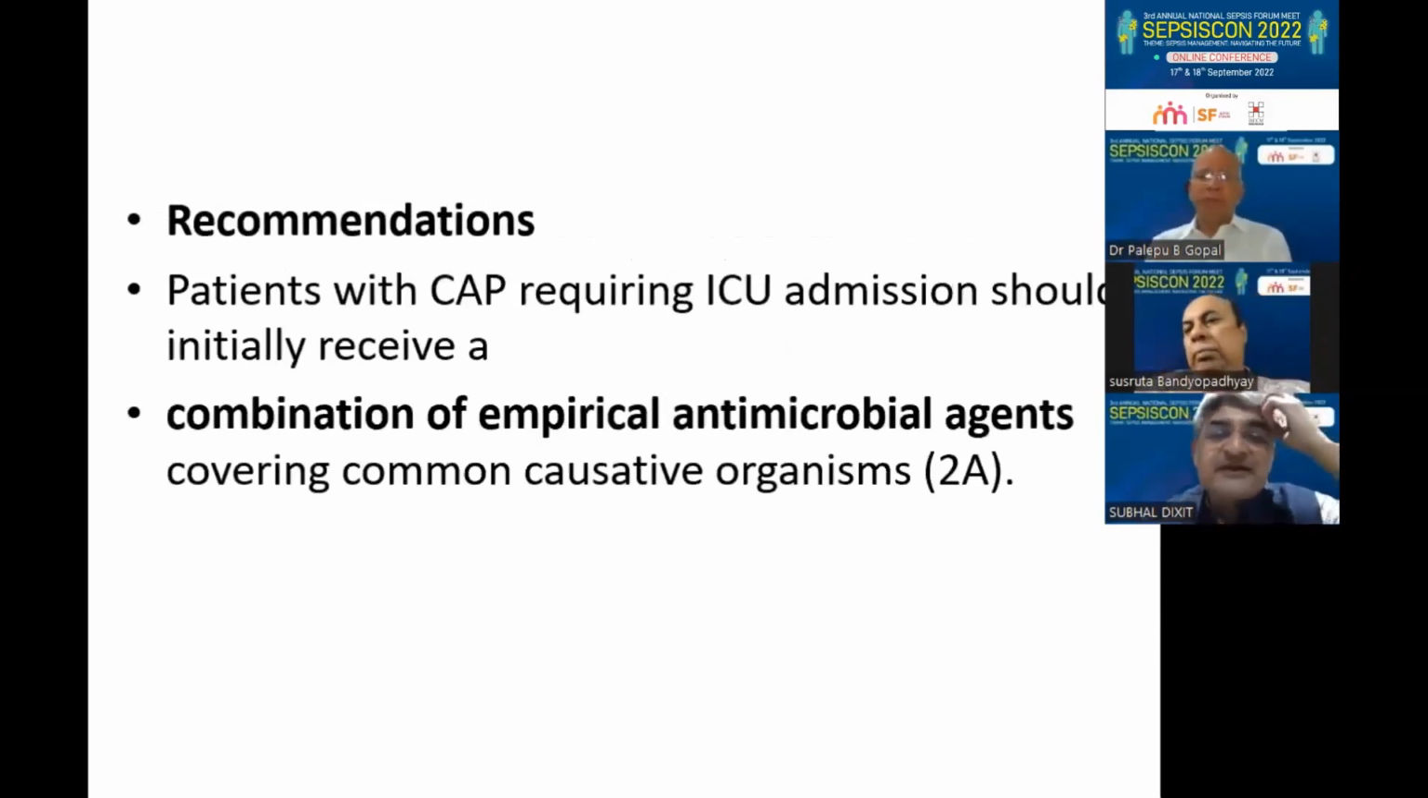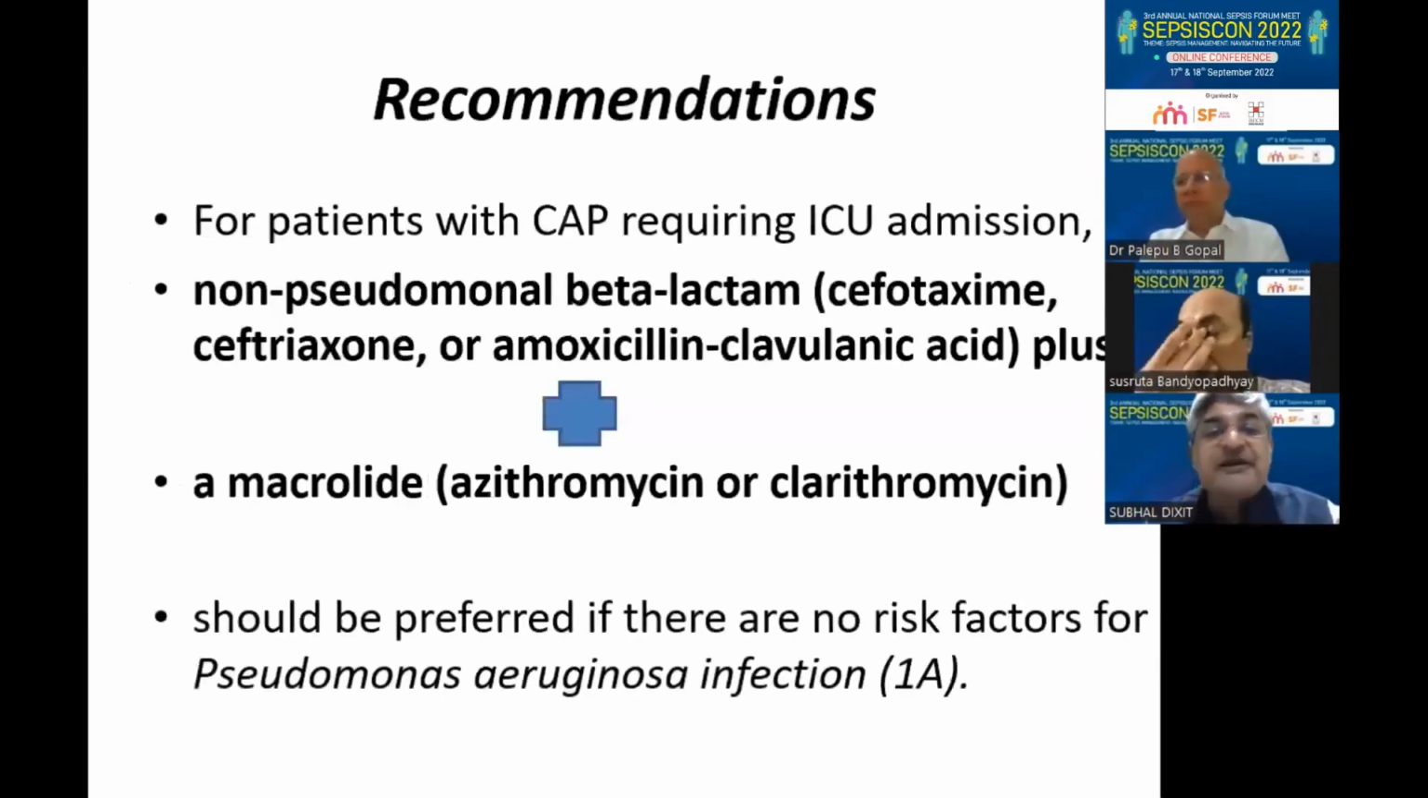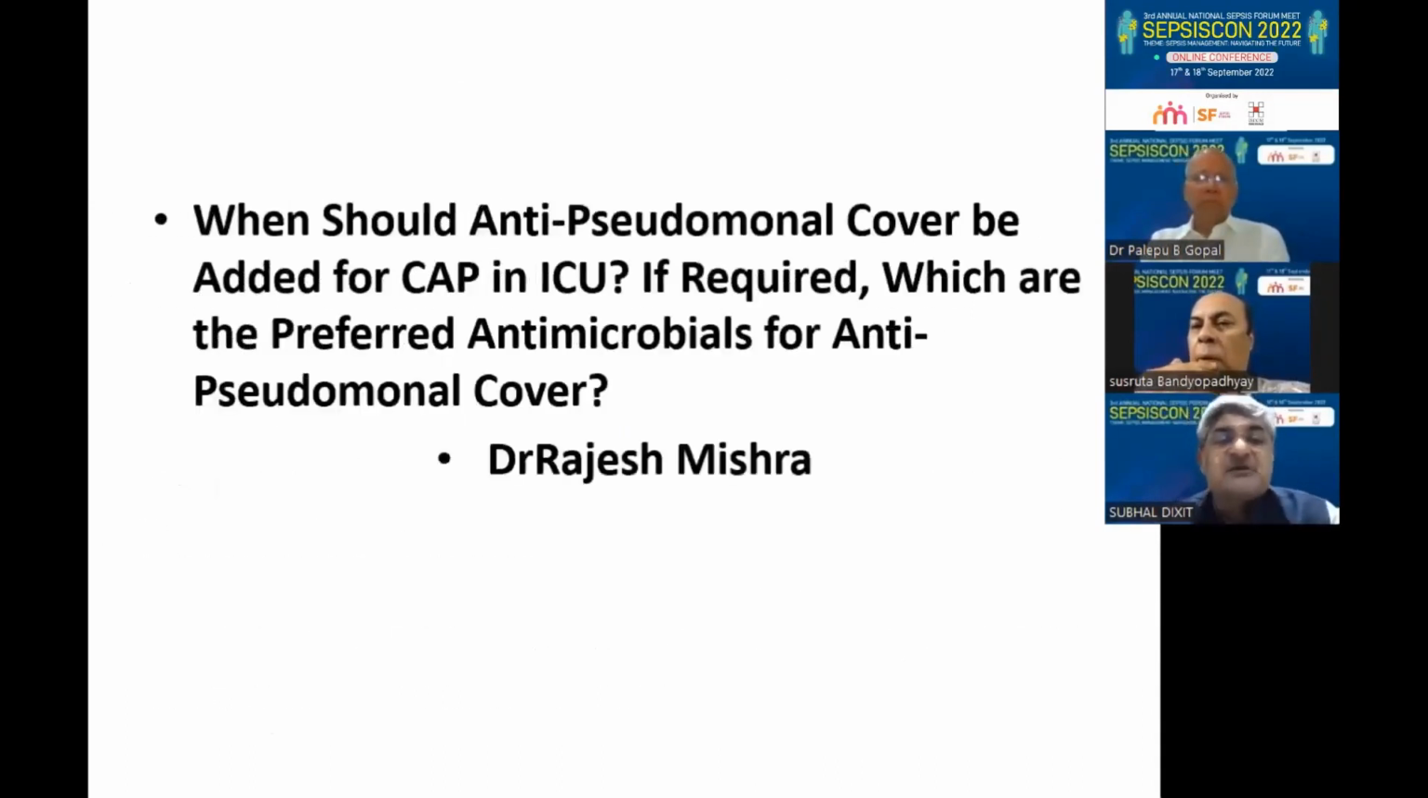Yeah, thank you, Dr. Gopal. The recommendations also say that those patients should receive a combination therapy of empirical antibiotics covering all the causative organisms. And as Dr. Gopal rightly said, you should know the local flora and what antibiotics this patient has received before, and of course obtain the cultures. A beta-lactam antibiotic, of course, with a macrolide should be given to cover the atypical spectrum.